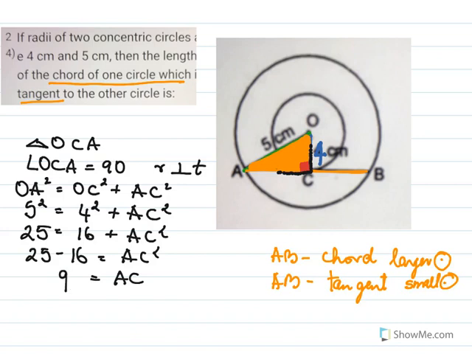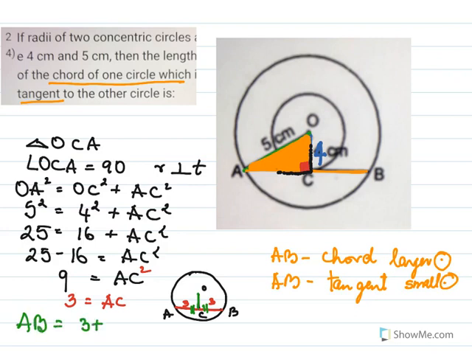Now we have to find AB. I'll just draw the figure here like this. This is the smaller circle. This is your AB. This is your AC. By the way, AC square is 9, so your AC will become 3. Now we have already shown AC is 3. This is also 3. Why? We have that property: a perpendicular from the center bisects the chord. Remember the property, perpendicular from the center bisects the chord. So your AB equal to 3 plus 3, and that is 6.